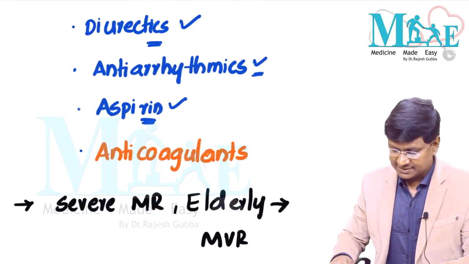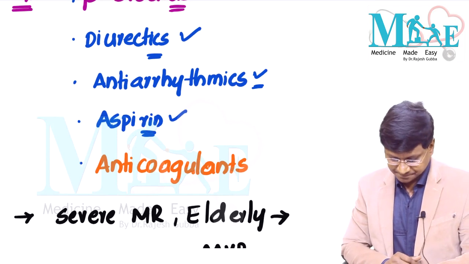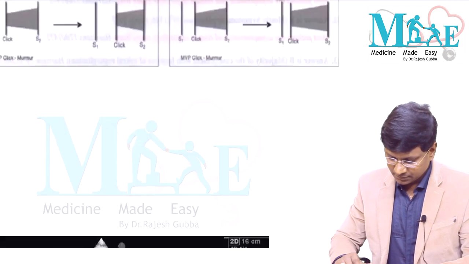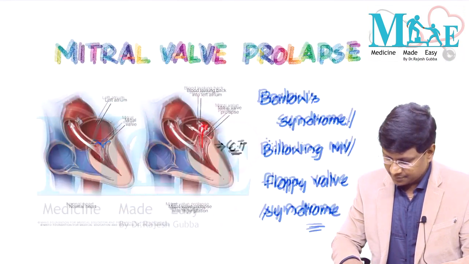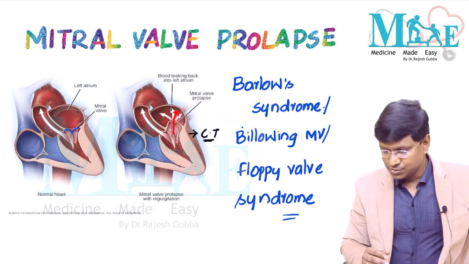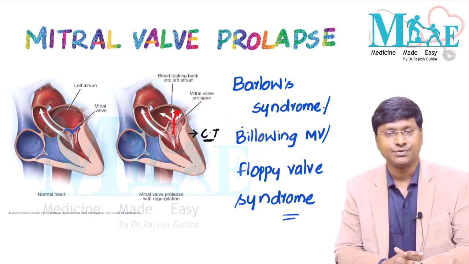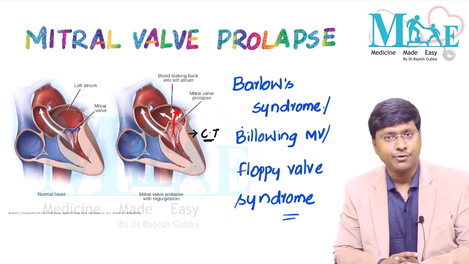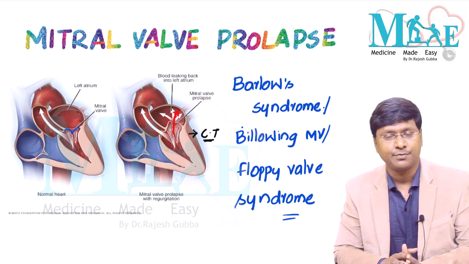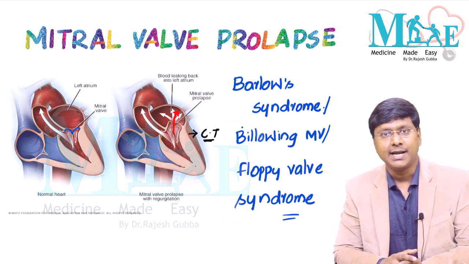So let me shortly revise mitral valve prolapse. It is also called Barlow syndrome, billowing mitral valve, or floppy valve syndrome. The very important point is that mitral valve prolapse is most commonly seen in young females, and rarely in elderly individuals. If seen in elderly individuals, it is more common in males and is associated with mitral regurgitation.